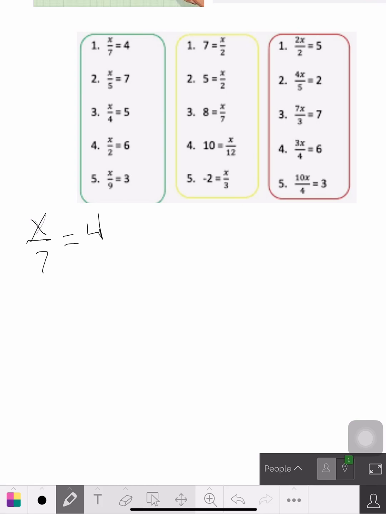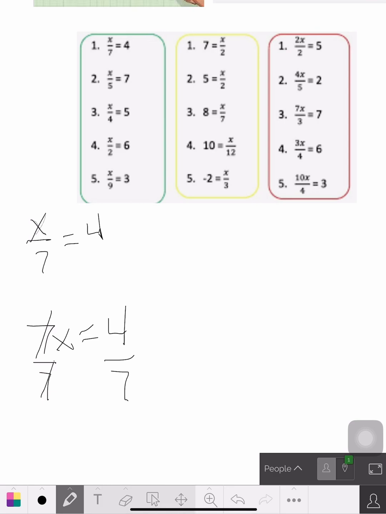We've been dealing with things like 7x equals 4. The way we did these is we divided, because it was a multiplication, so it's 7 times x. To get rid of that 7, we divided both sides by 7. So this crossed out, and then our answer was x equals 4/7.